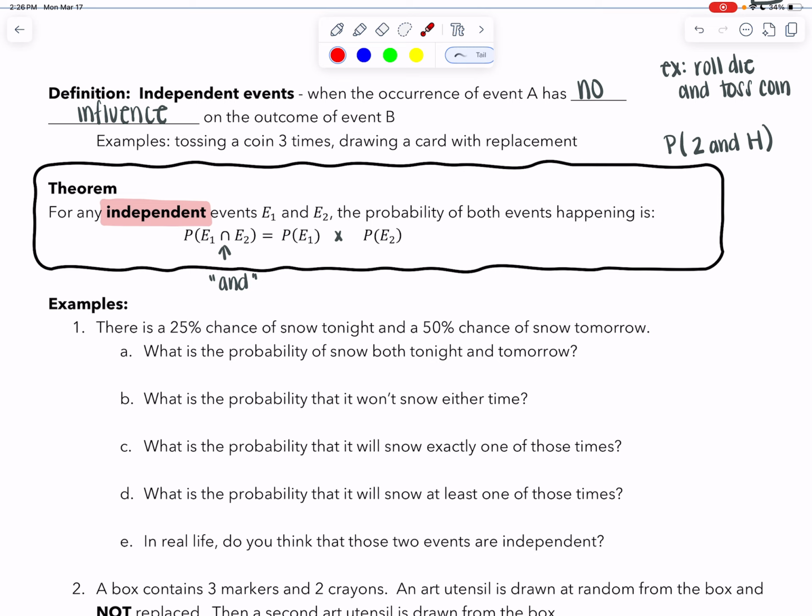So with this, if events are independent, we can find the probability of both events happening by multiplying the probabilities. This symbol right here means and, the probability of event 1 and event 2, or both events happening.